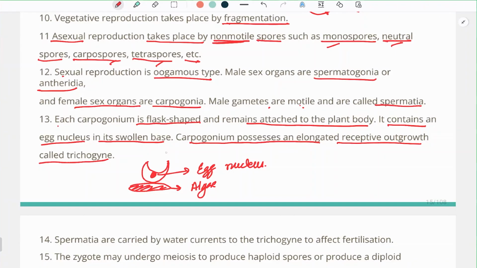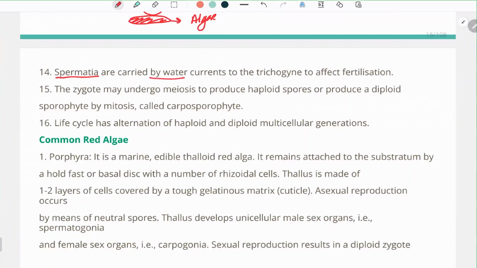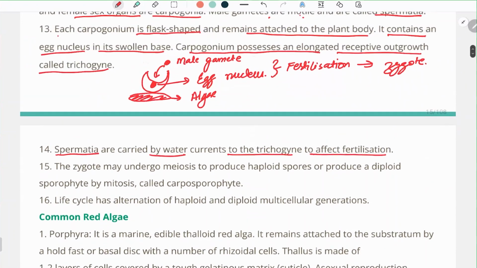So when a male gamete comes, it enters the flask-shaped structure and fertilization takes place. When fertilization takes place, a zygote is formed. Spermatia are carried by water currents to the trichogyne to effect fertilization. So the carpogonium possesses a receptive outgrowth like this, which is called the trichogyne, and the spermatia, the male gametes, are carried in water to the trichogyne. When the trichogyne receives a male gamete, fertilization takes place.